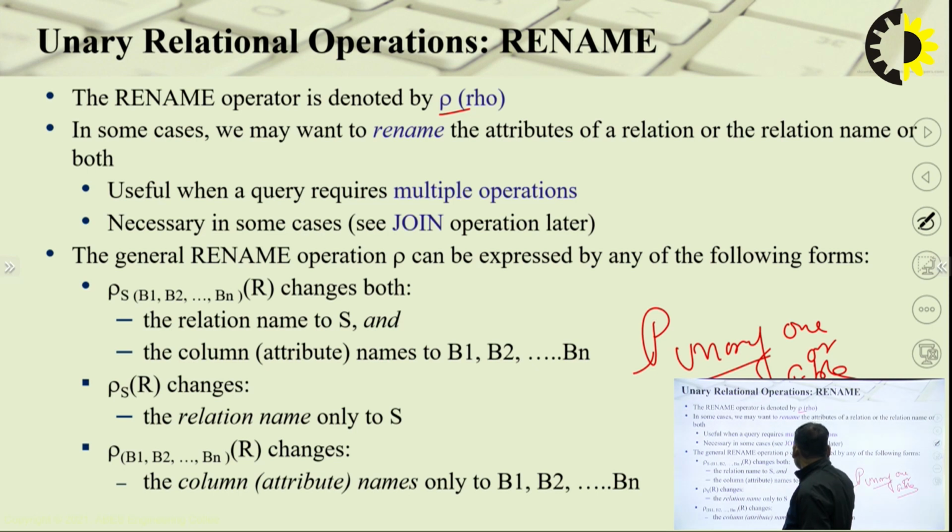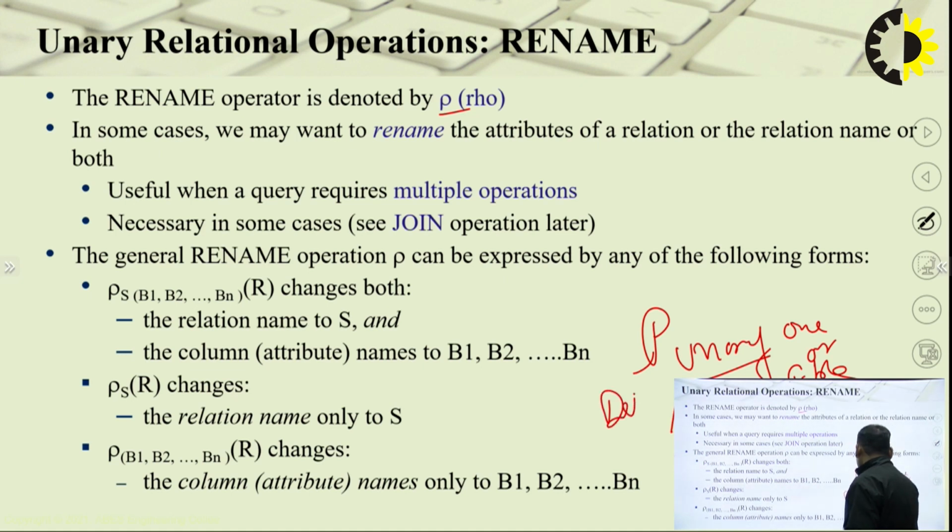Multiple operations join two relations. For example, Cartesian product and natural join of two relations. The first relation is department and the second relation name is employee. The result relation is renamed by the rename rho operation.